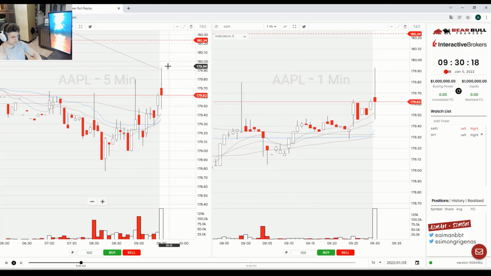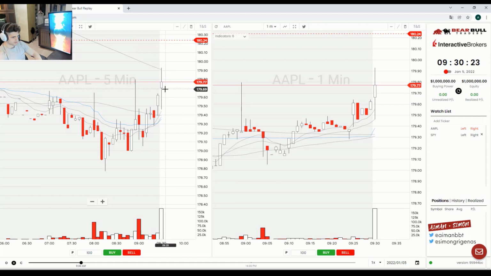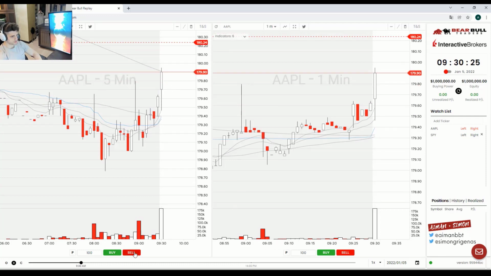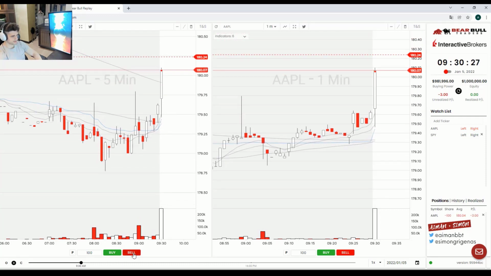So maybe actually I missed it. No, I didn't miss the entry yet. Cool. So basically the stock looks strong around here in the smaller time frames, but we are short biased on this thing based on the bigger time frames.